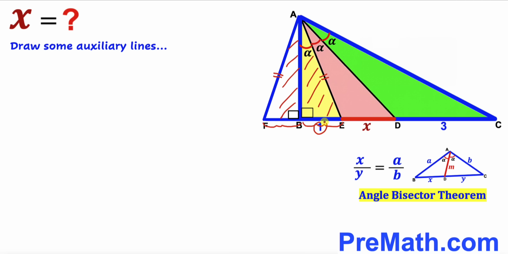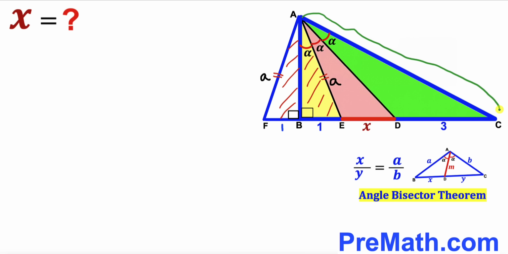If this is 1, then BF length has got to be 1 as well. And if I label this side length as lowercase a, then this side length has got to be lowercase a as well. And finally, I'm going to label this side AC length as lowercase b. And likewise, this angle is going to be congruent to this angle as well. Both of them are going to be alpha each.